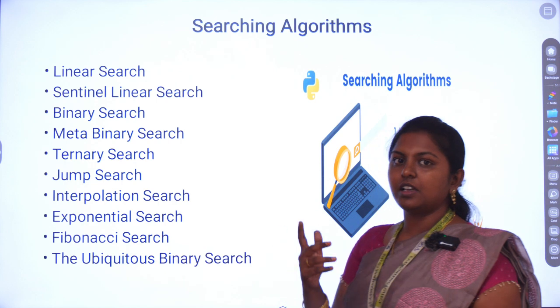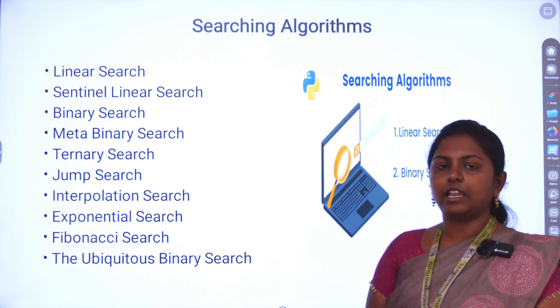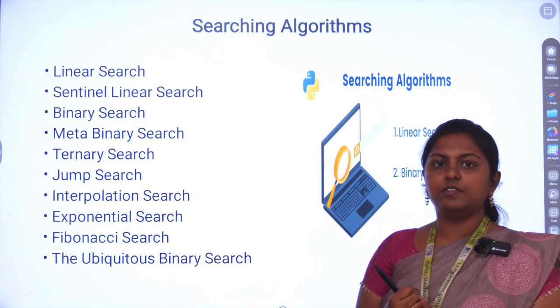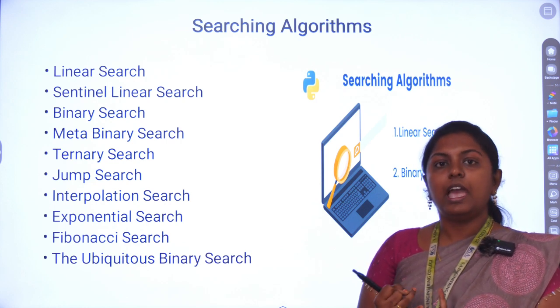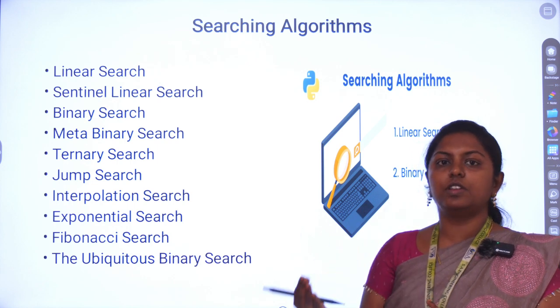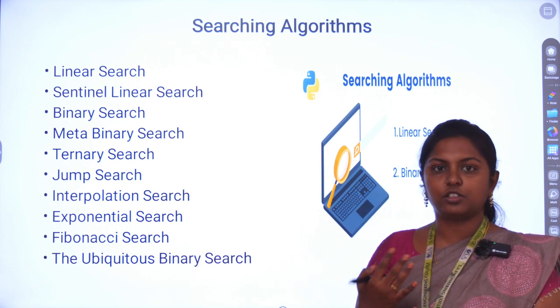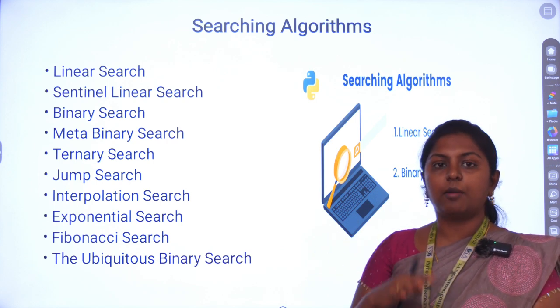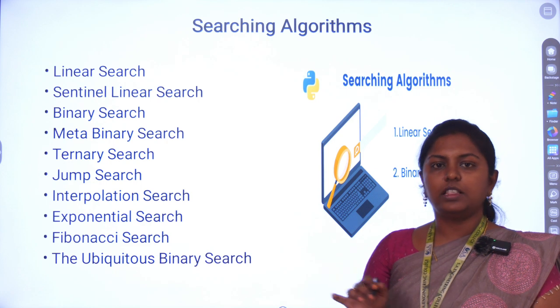Where is this searching algorithm applied? We can see it in databases. A database retrieves information based on searching, and in a Google search engine also we retrieve information based on the search we give. So the desired information will be located among the collection of data in the search engine.